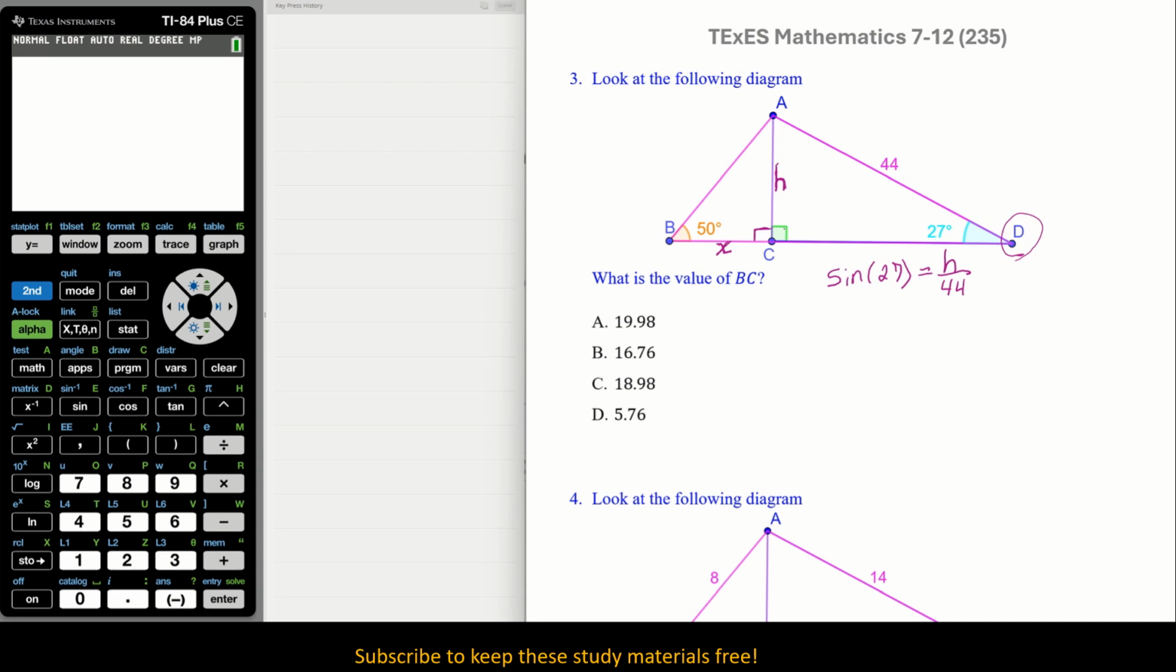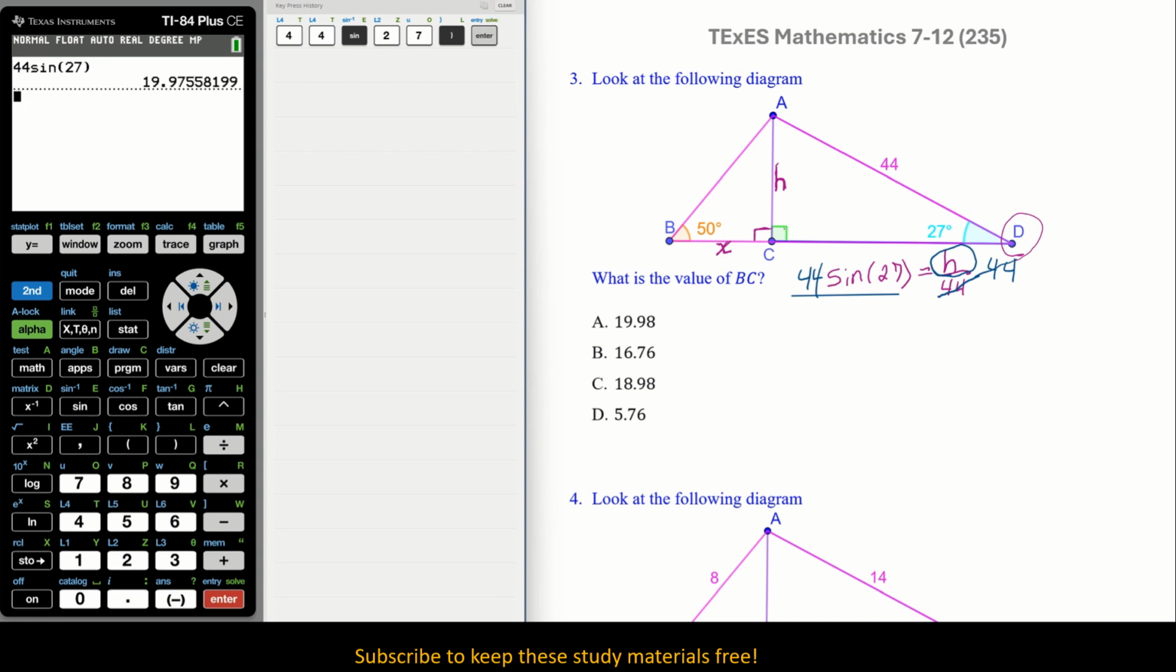And as before, if we multiply both sides by 44, then on this side, 44 with 44 cancels out. That leaves us H. So we just put this in the calculator to get that value of H. So 44 sine 27 equals 19. Okay, it's roughly 20. And it's close enough to 20 that I'm okay rounding. So I'm going to say H equals 20. And I'll be fine with that.